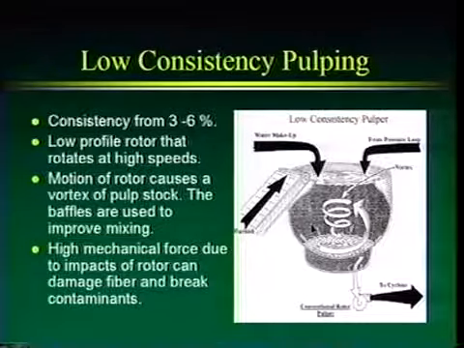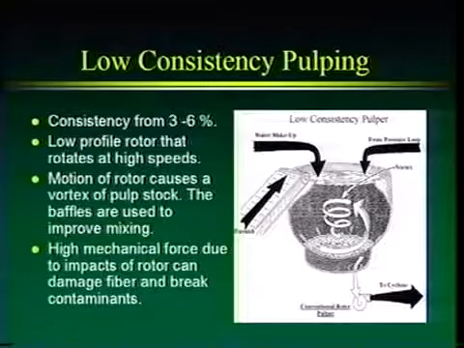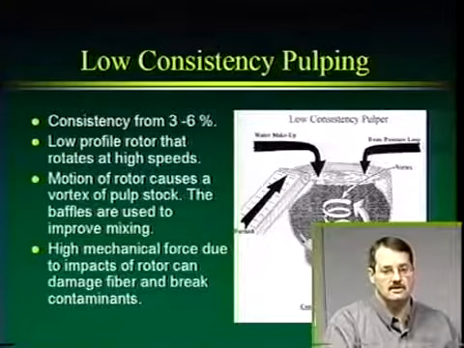Low consistency pulping, with the high mechanical forces due to the impacts of the rotor, can damage fibers and break contaminants. So there is an issue with low consistency pulping of breaking fibers. Typically low consistency pulping is used for tough fibers, and I'll say this right now, tough fibers being unbleached OCC.